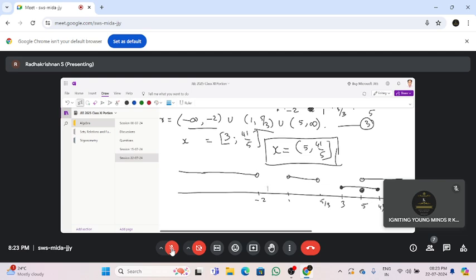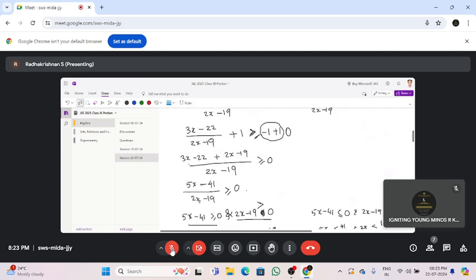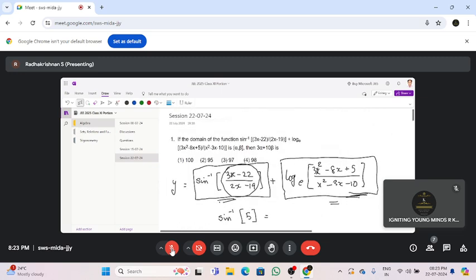Now, again, look at the problem. What they are telling is that if the domain is alpha, beta, so now we have determined alpha and beta. So alpha equal to 5, beta equal to 41 by 5. So then calculate 3 alpha plus 10 beta.